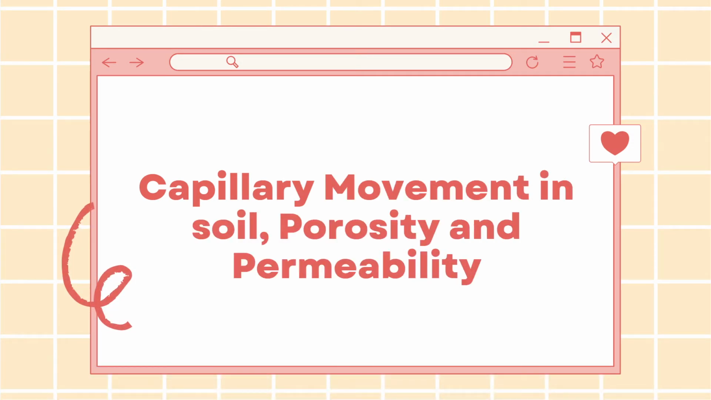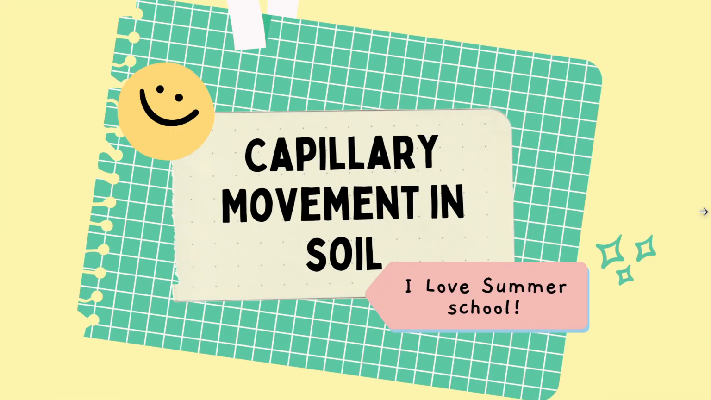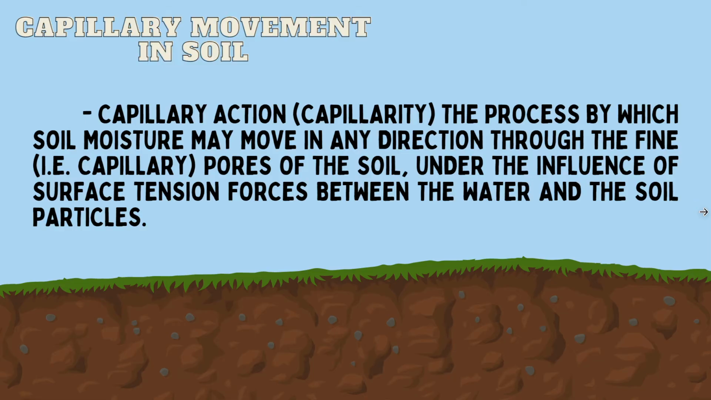Now, let's move on to capillary movement in soil, porosity, and permeability. Now, we will know first what is the capillary movement in soil. Capillary action or capillarity is the process by which soil moisture may move in any direction through the fine and capillary pores of soil, under the influence of surface tension force between the water and the soil particles. The meaning of capillarity: the tendency of a liquid in a capillary tube or absorbent material to rise or fall as a result of surface tension.